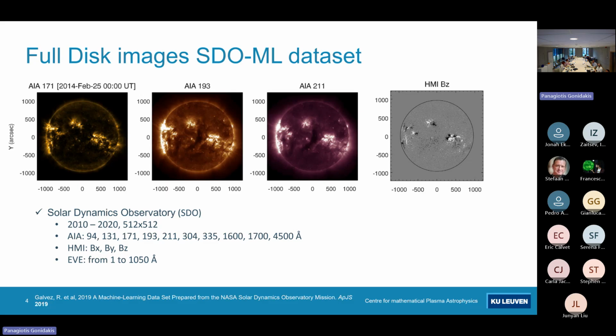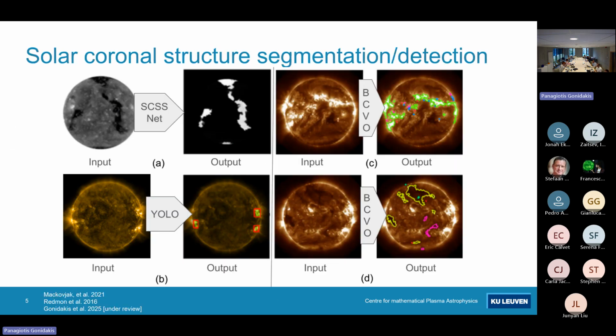So first, we need to build such algorithms, and we need a lot of data. And thankfully, we can use the SDO machine learning ready dataset from Galvez and collaborators. So we have access to multiple wavelengths of AIA with a cadence of 6 minutes and for at least 10 years. And even though we don't have the big 4K by 4K resolution, 512 by 512 is more than enough for our purpose. So for our case, we're going to concentrate on wavelengths of 171 and 193, but one in the future can also incorporate other wavelengths.